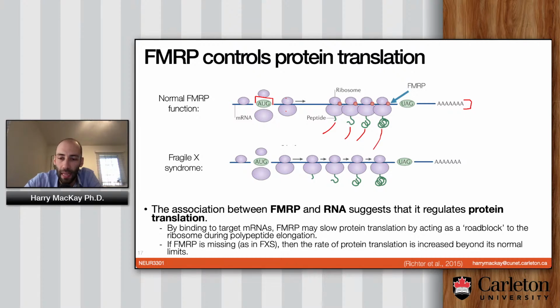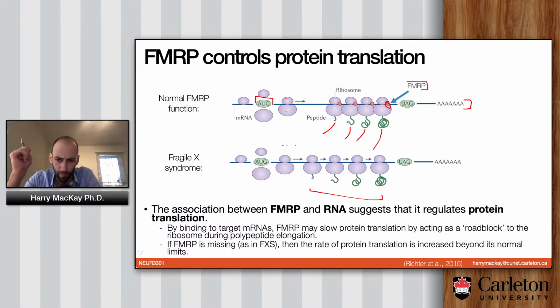And FMRP, this Fragile X mental retardation protein, binds to the ribosome and somehow regulates the rate at which this happens. How it does it, we don't exactly know yet. And in Fragile X, it's really just the fact that the protein is not there, and the rate at which this happens is now under less control.